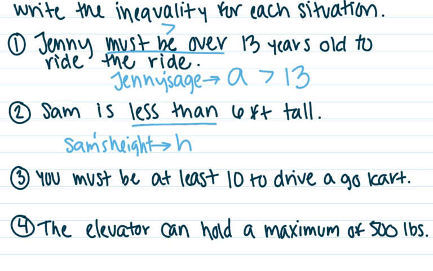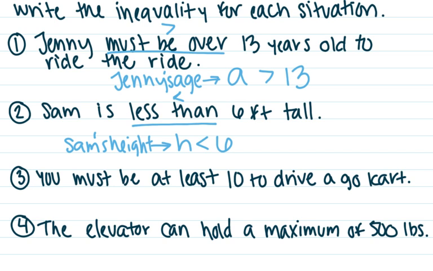Now, this one's kind of simple. All right, think about what symbol is less than. That is where we have our number on the left is less than the number on the right. And that number on the right, what do we have to be less than? We have to be less than 6 foot tall. So Sam is less than 6 foot tall. That is going to be H is less than 6.